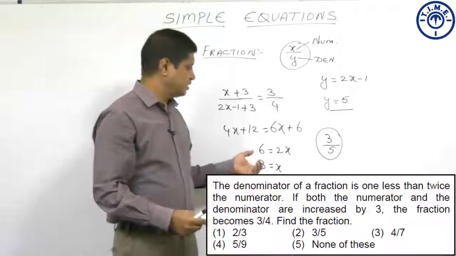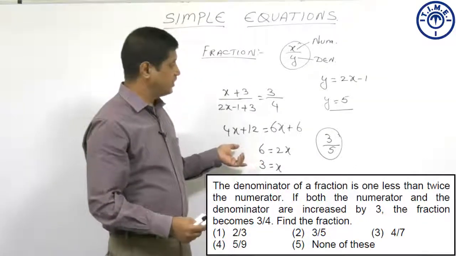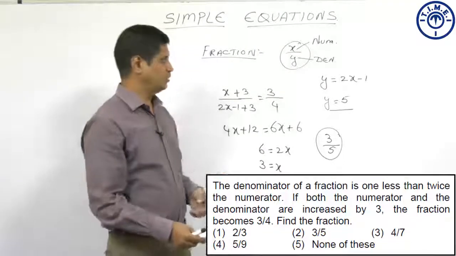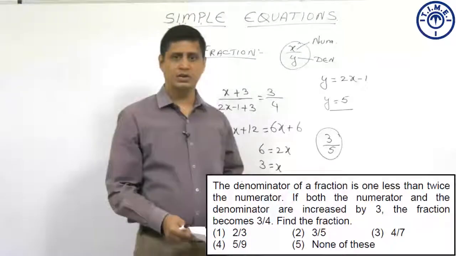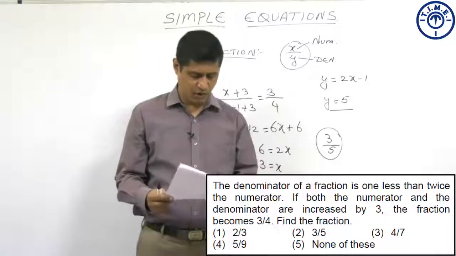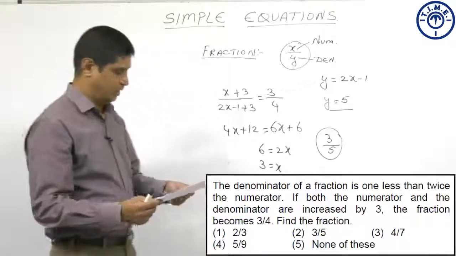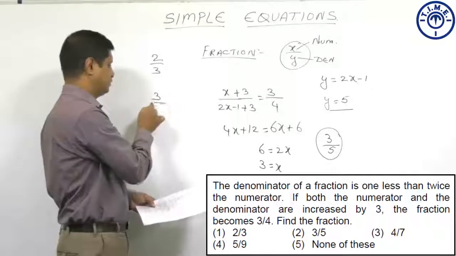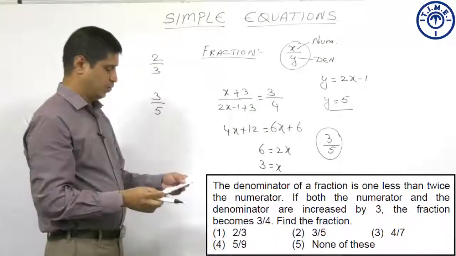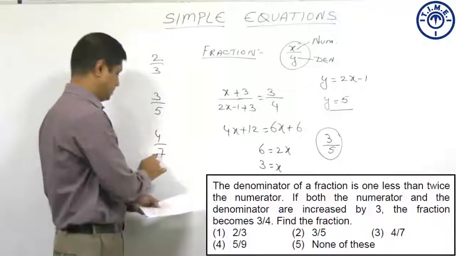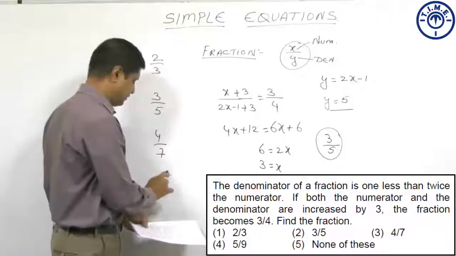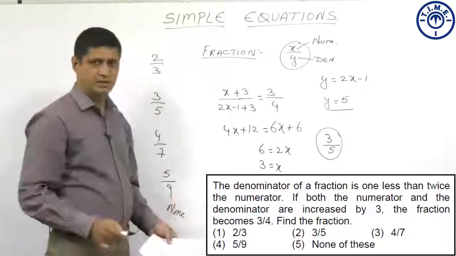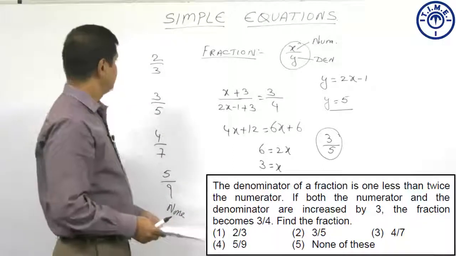Hello students, it is very easy to solve these types of questions through the options. If you observe through the options, you will get an easy answer. Now what are the options given here? 2 by 3 is the first option. Next, 3 by 5, second option. 4 by 7, and next is 5 by 9, and last but not least, none of the given options, none of these.